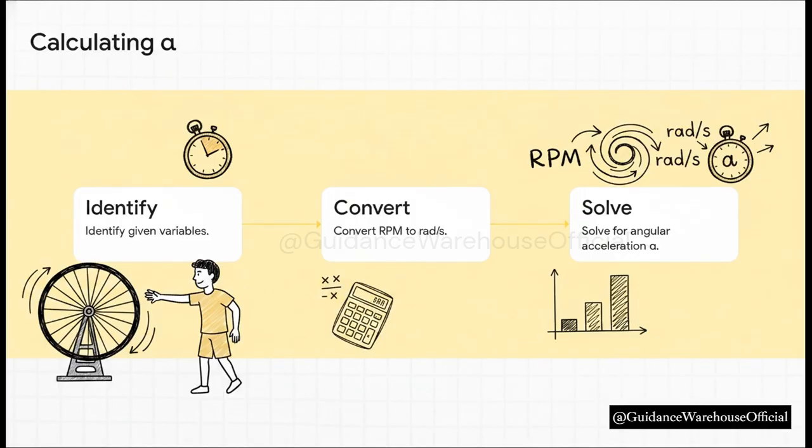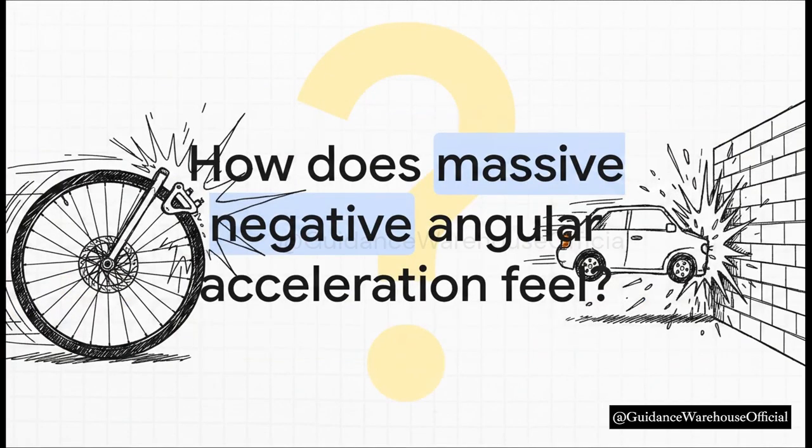Step 3, we just plug it in. 26.2 divided by 5 seconds gives us an angular acceleration of a positive 5.24 radians per second squared. But wait a second, let's pause here. We just found a relatively small, positive angular acceleration. Taking 5 whole seconds to spin up is kind of leisurely.